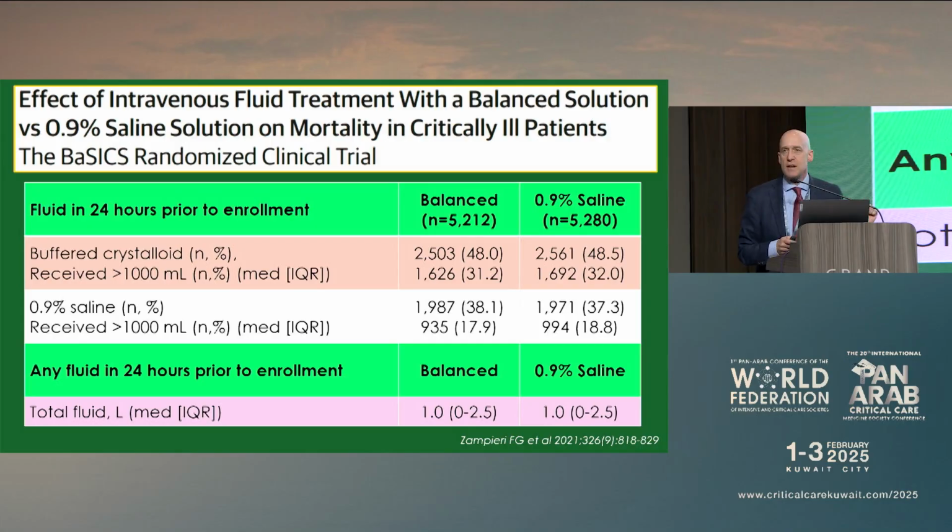Now, one thing they did in BASICS was they looked at the baseline fluid received. Dr. Vincent very nicely showed that in the CLASSIC trial and in the CLOVERS trial, patients come in and receive a lot of fluid before they're enrolled into the trials. So what they looked at here was the baseline fluid received by patients enrolled in BASICS, whether they received only saline or whether they received only balanced crystalloid solutions.